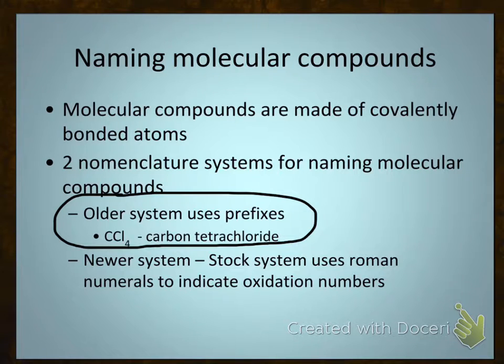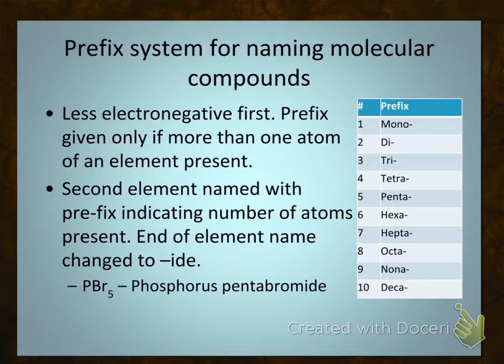The newer system is the Stock system, and that uses Roman numerals to indicate oxidation numbers and by default how many of each atom there are. As far as I know, it's still not as widely used, so we will focus on the older system, the prefix system. However, once you've learned oxidation numbers, we'll take a look at the newer Stock system for molecular compounds. Well, let's jump right in. The rules are pretty simple.